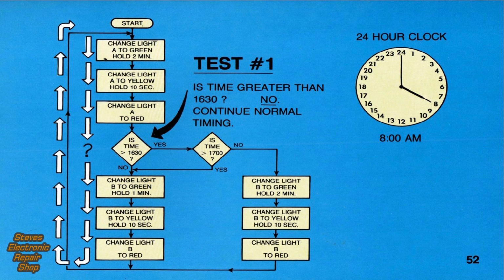Then we reach our first decision. This is test number 1 that asks, is time greater than 1630? The answer is no. So program flow continues in the normal light B timing cycle. This means that light B is timed for a 1-minute green, which is what we want at 8 o'clock. The unconditional branch at the bottom brings us back to the top, and the process repeats.